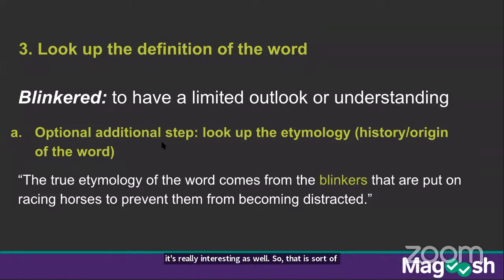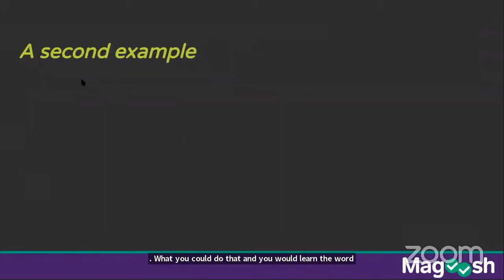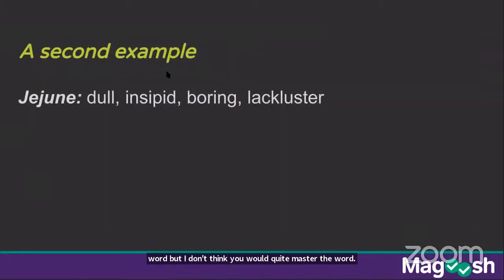What do we do next? At this point, a lot of students are like, okay, I'm done. I looked up the definition. I got it. Well, you could do that, and you would learn the word, but I don't think you would quite master the word. The next thing you should do is come up with an example. But actually, before we do that, here's a second example of how etymologies can help us out, all right?